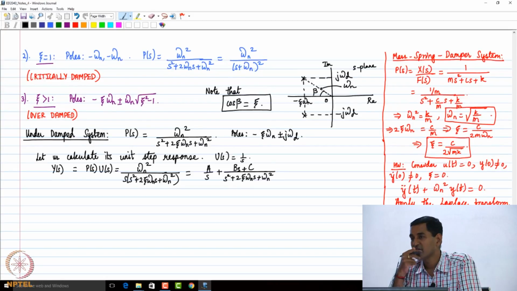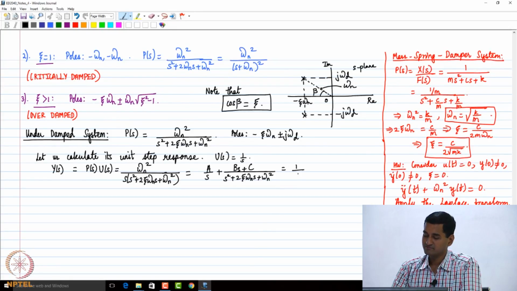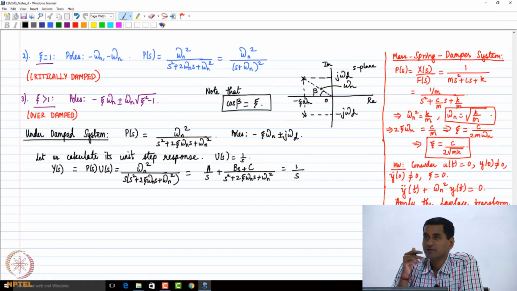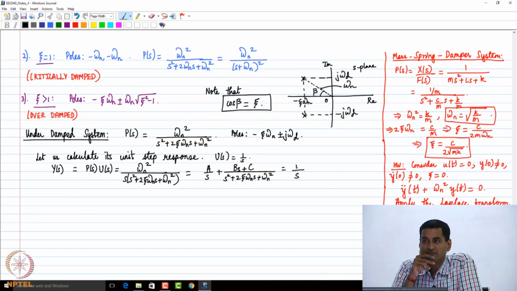Now what will be the values of A, B and C? Can you calculate and tell me? Calculating A is pretty easy, right? Multiply both sides by s and substitute s equals 0. So A is going to be 1. So what about B and C? Are there other ways to figure out B and C? I will give you the answer.